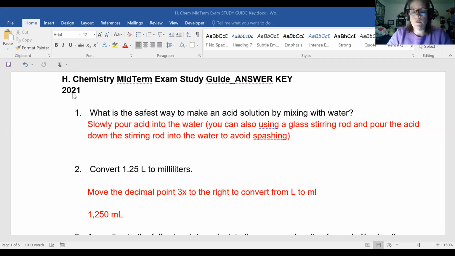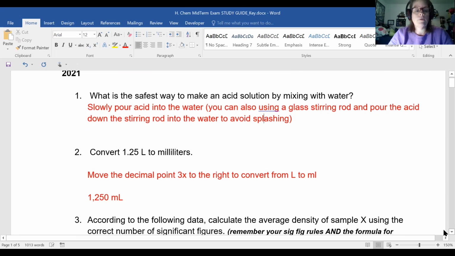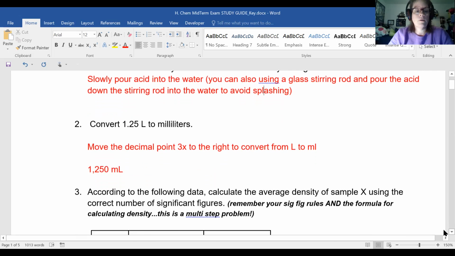What is the safest way to make an acid solution by mixing it with water? Well, you want to pour the acid into the water, slowly, of course, to avoid splashing. Sometimes people also use a glass stirring rod and pour the acid down the stirring rod so it trickles into the water, again to help avoid splashing. There we go.